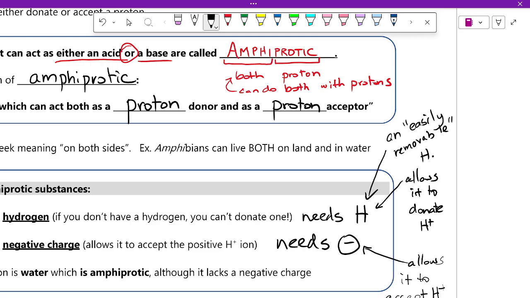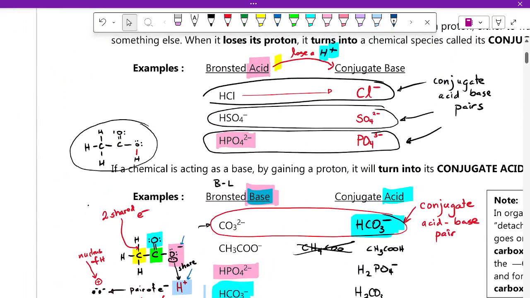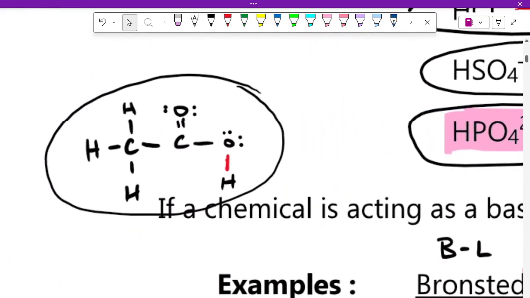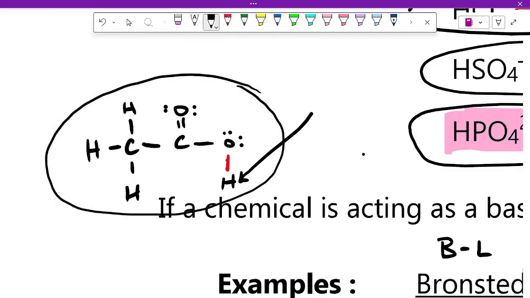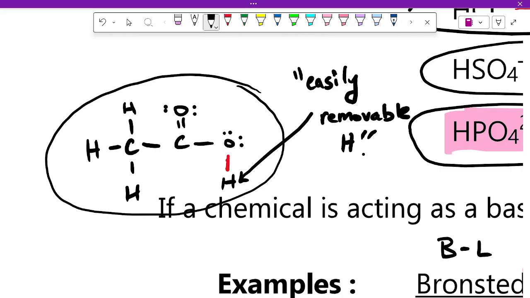So for example, if we go back to our CH3COOH, which of those 4 hydrogens are easily removable? Are all of them easily removable? No. Only this one. That is our easily removable hydrogen. When you have hydrogens attached to carbon, those are not easily removable.